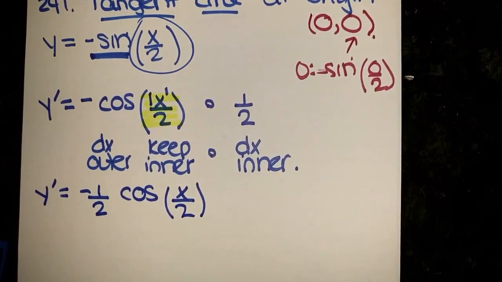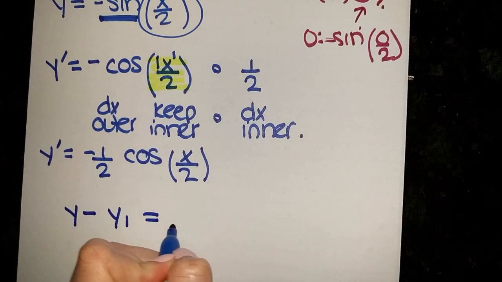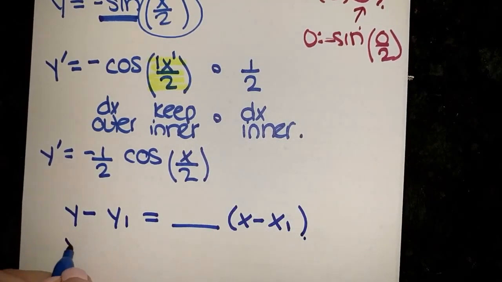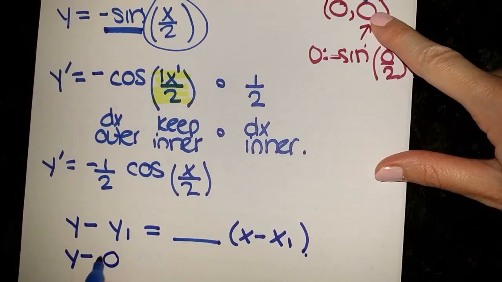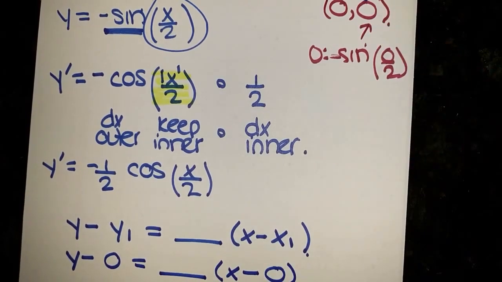Now, in the previous problems, we were kind of done at that point. With this question, they're asking for the tangent line, so we are not done. We've got to come up with an actual equation. So we use our y minus y1 equals our slope times x minus x1. Now, here we have found our y1 value by plugging the given x value into the function. We have 0, and our x value is 0 as well.